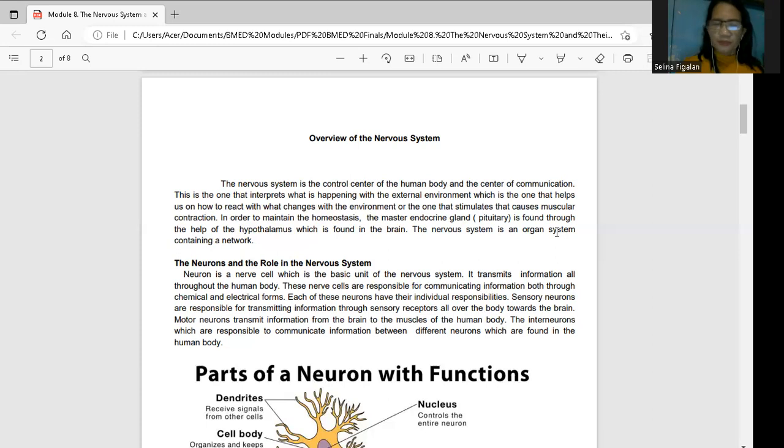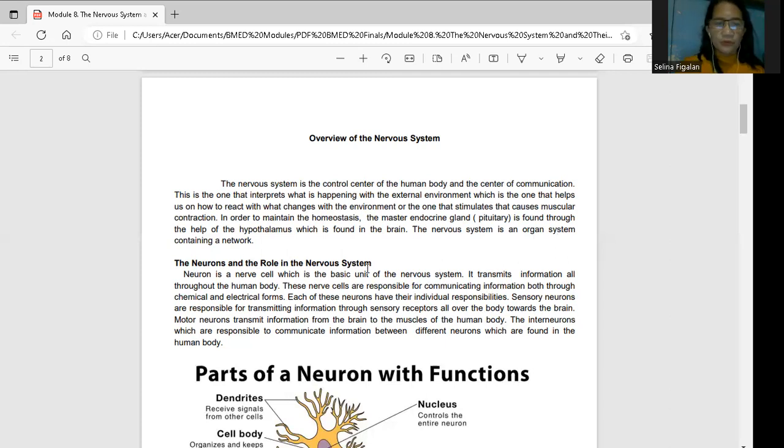For example, based on the picture in your PPT, the person got burned. The surface is hot. That is the external environment and that is the stimulus. What is the immediate response? She felt the heat. Because if you have no feeling of heat, what will happen? This can cause a burn.